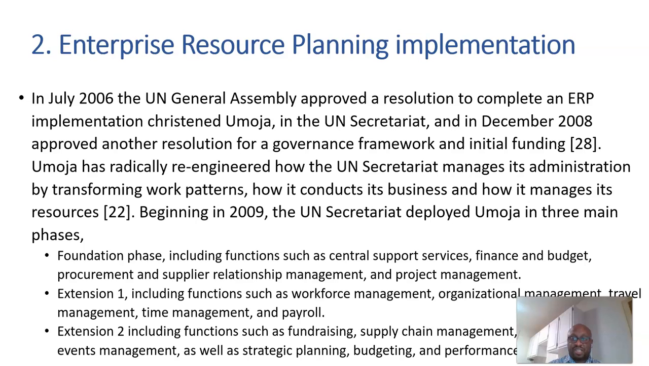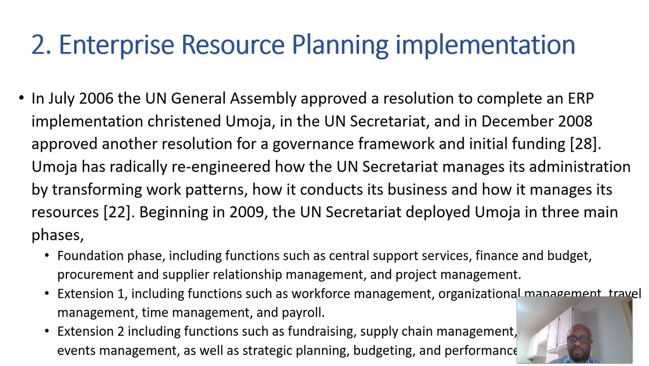In July 2006, the General Assembly, the large deliberative organ, approved a resolution to complete an ERP implementation. They christened it Umoja. Umoja is a Kiswahili word which means togetherness, and which would be implemented within the UN Secretariat. And 2 years later, approved a governance framework and initial funding.